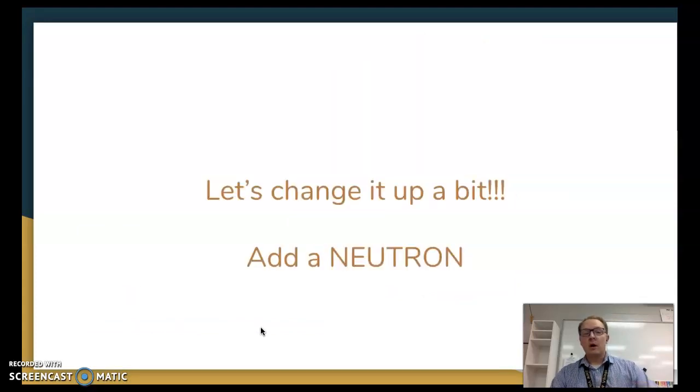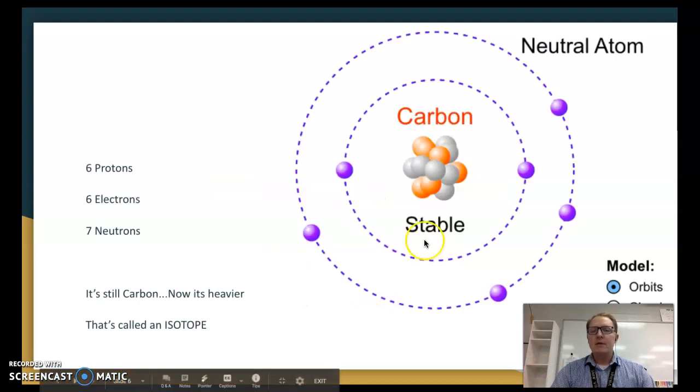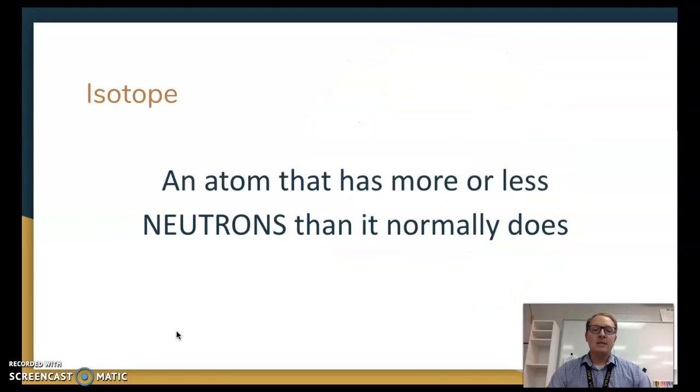Let's restore carbon back to all of its protons, neutrons, and electrons. But then what if we add a neutron? Let's go ahead and change that now. There's an extra neutron here in the nucleus. Notice that now it's still carbon. You can change the neutrons and not have it actually be a different element, but all it is now is carbon, but it's heavier. It's heavier than it was before, and this is what we call an isotope. All right? So an isotope is any atom that has more or less neutrons than it normally does. But carbon is still carbon as long as it has 6 protons.